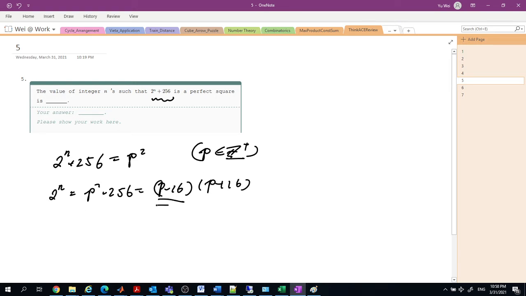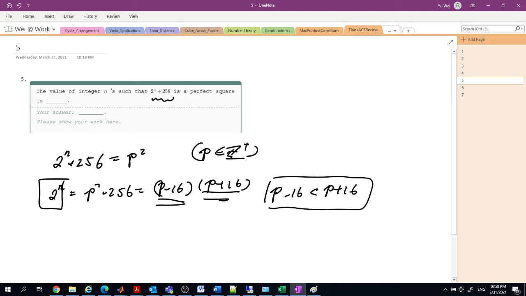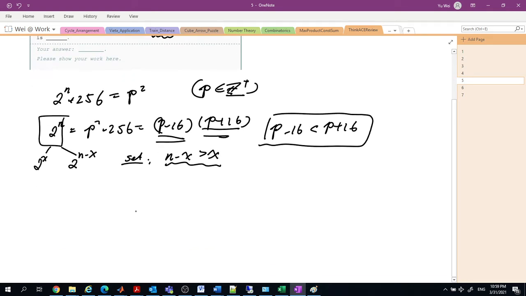So now we can see these two factors multiplied together give 2^n, right? And we also know p - 16 is less than p + 16. That means we can factorize this as 2^x and 2^(n-x), and we can also assume n - x is greater than x, right? So we can write that 2^x is equal to p - 16, and 2^(n-x) is equal to p + 16. That's equations 1 and 2.